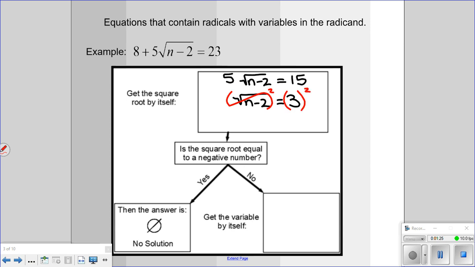My computer acted up a little bit right there. Those are supposed to be parentheses, just so you guys know. When we do that, we get n minus 2, because it removes the radical, and 3 times 3 is 9. All I have to do to finish this thing off is add 2 on both sides, so I get n equals 11.